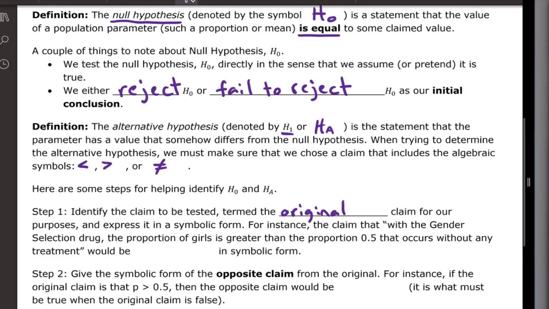So right here, this says with the gender selection drug, the proportion of girls is greater than 0.5 that occurs without any treatment. So how would we represent that statement in symbolic form? Well, proportion, that's P, and then greater than 50%, you'll do greater than 0.5. And that would be the symbolic representation of that underlying statement.